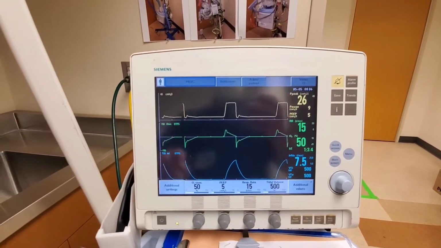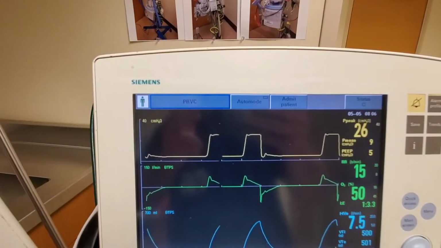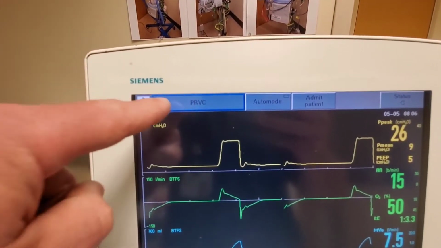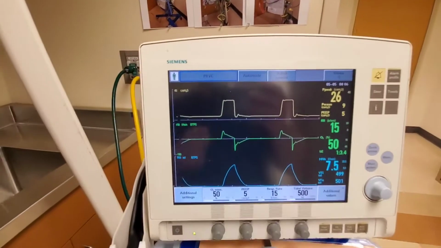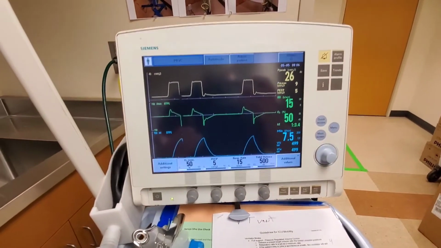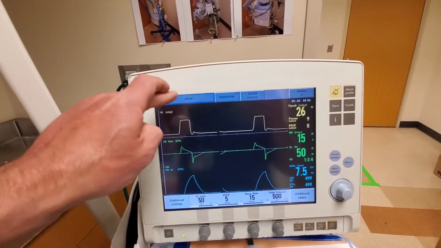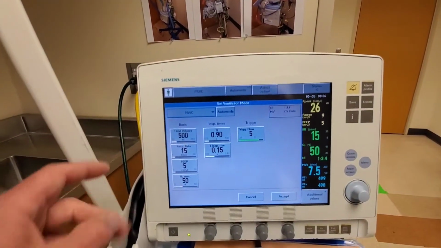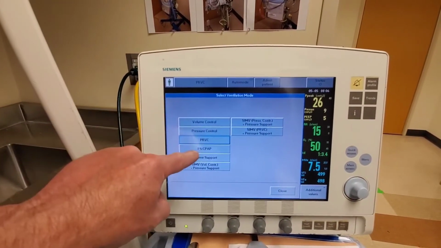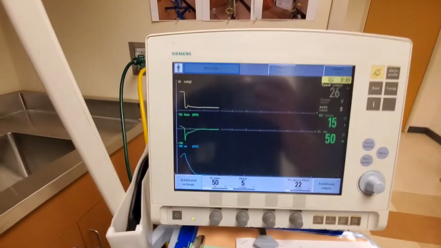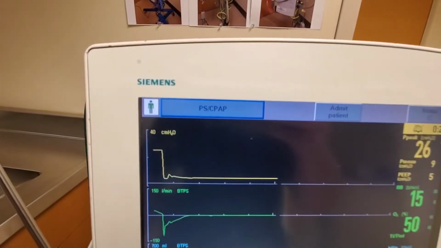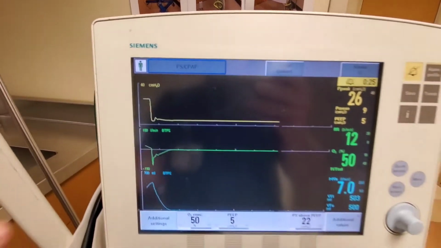Coming back to the settings, up here it might be hard to see with the resolution here, but it says PRVC. That's the standard mode that we pretty much have all patients in. When patients are weaning, they might be in pressure support mode, and that looks like this. So it says pressure support and CPAP.